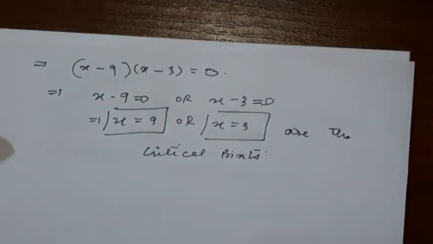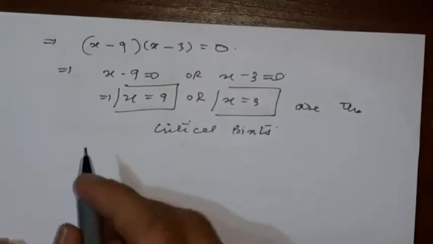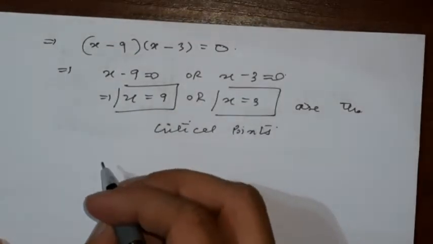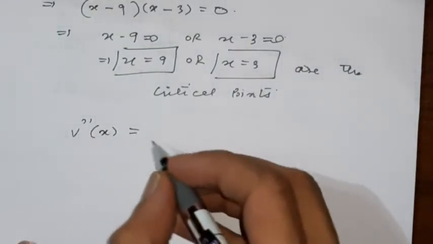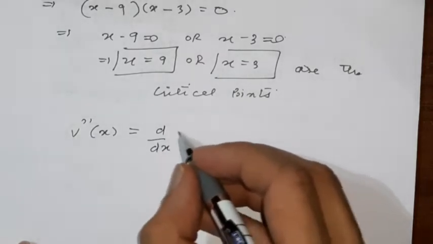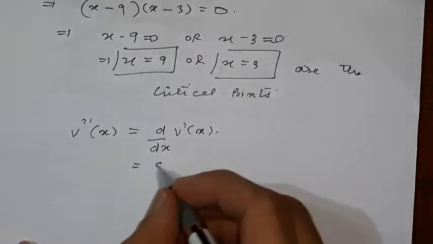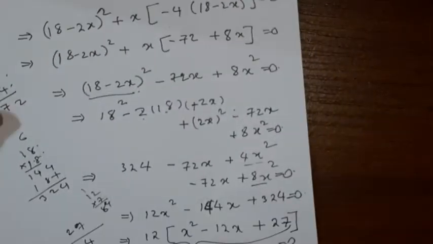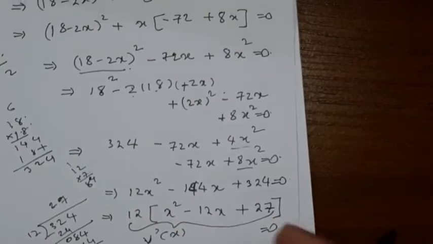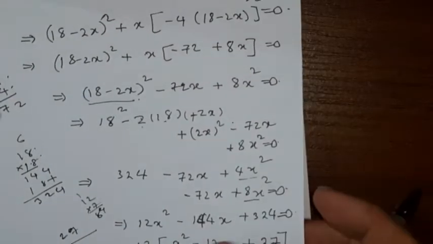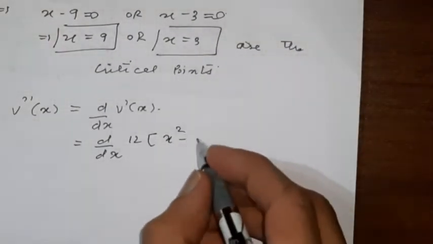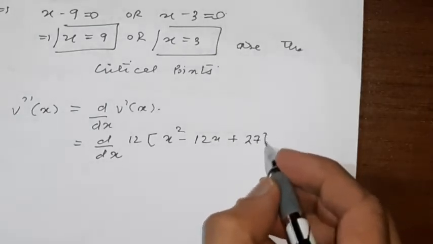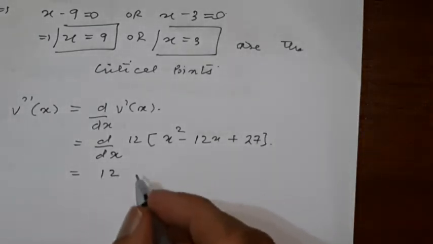Now what do we have to do? We have to find the double derivative of the volume function and find the local maxima. So v double prime of x is nothing but the derivative of v prime of x. See what was the simplified form of v prime of x? It was 12 multiplied by x square minus 12x plus 27. So 12 is a constant that is out.